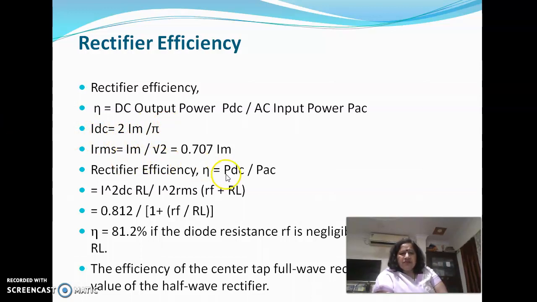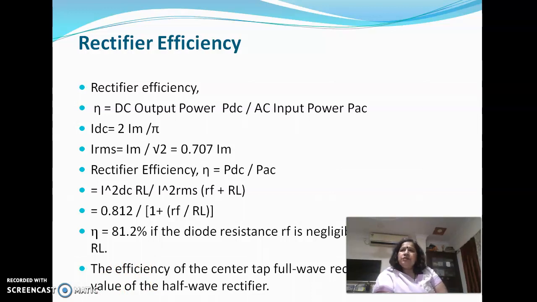So rectifier efficiency is given by PDC by PAC, and eta can be calculated, that is the efficiency. Here RF is the diode resistance. So what we find is that efficiency for a central tap full wave rectifier is 81.2%. Here the diode resistance RF is negligible or very less compared to your load resistance RL. So efficiency of your central tap rectifier, we can say, is twice that of your half wave rectifier.